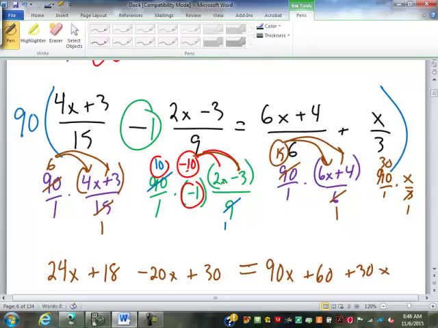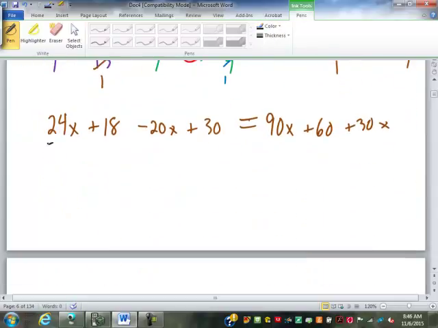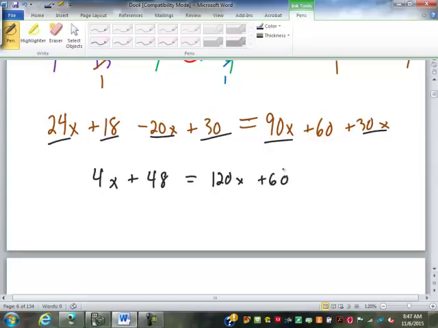Now what? Do some combining. 24 and negative 20, 4x. 18 and 30, 48. Over here, 90 and 30, 120x plus 60. Then what?